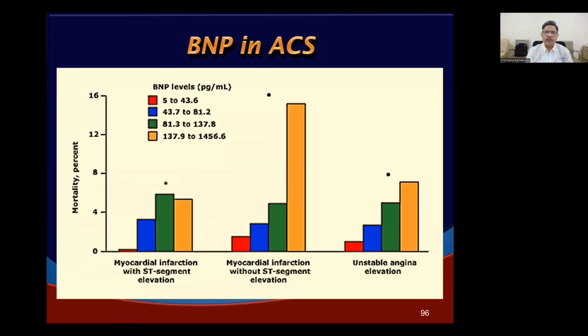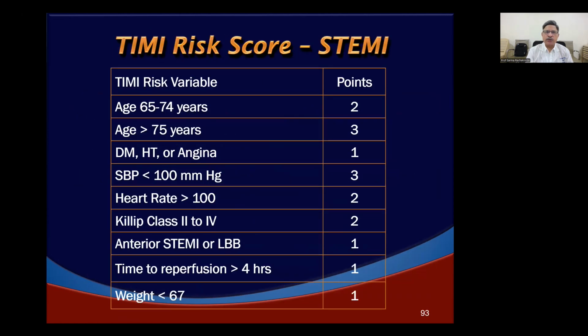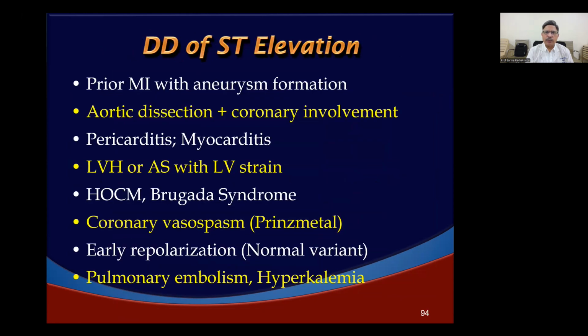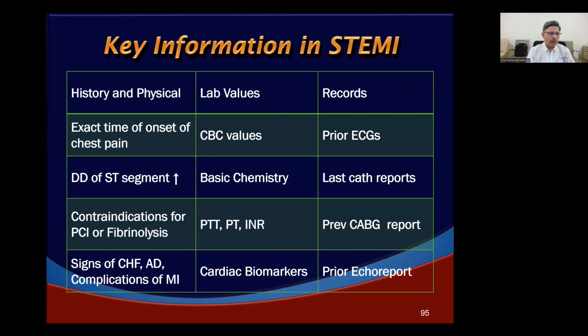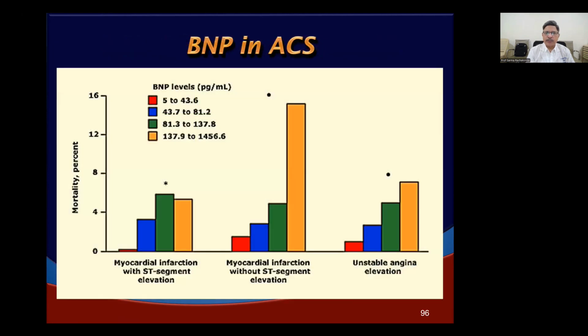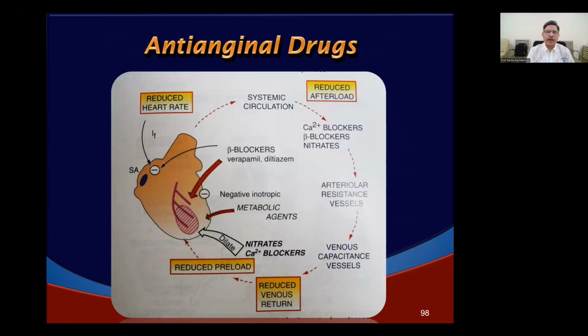So what are the risk assessments we did? We did the TIMI risk score first. And then after the TIMI score, we did the differential diagnosis of other ST elevation reasons, considering alternative diagnoses. And then we also did the key information for records, labs and all. Then we did the BNP test and the prognostication based on that. Now the triple markers. And finally, we have to use the anti-anginal drugs.